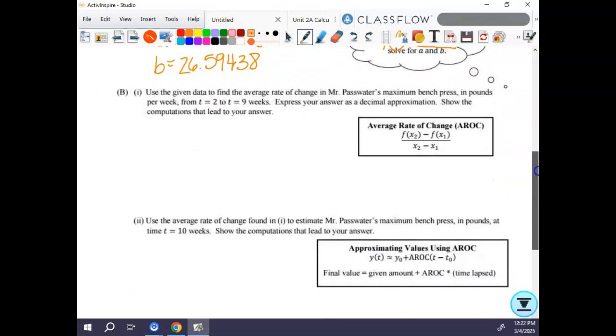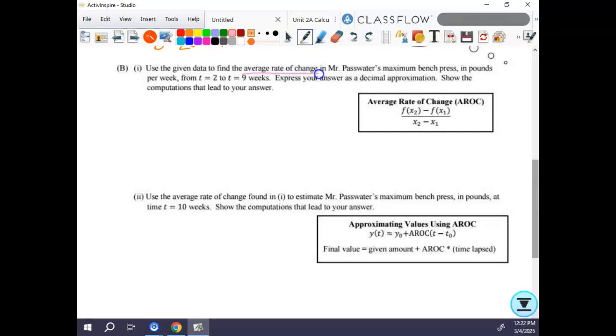B says, use the given data to find the average rate of change. What is average rate of change? Rachel's not here. Casey, what does average rate of change mean? Slope. That's all it is, slope. Can y'all do slope? Y'all have been doing slope forever. Yes. We're not going to miss the slope question, right? So the average rate of change in Mr. Passwater's maximum bench press in pounds per week from 2 to 9 weeks. I highly suggest you do this every time. And express your answer as a decimal approximation.